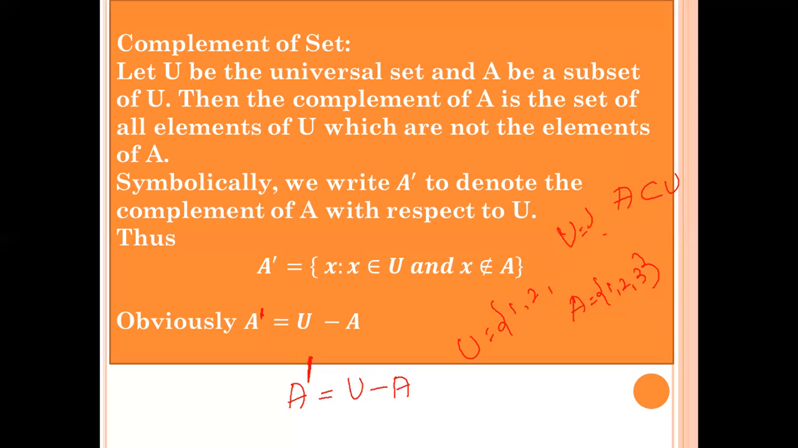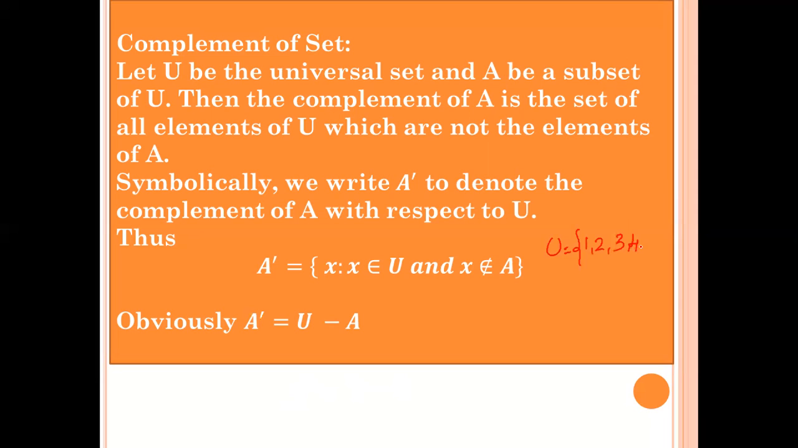To give an example, when we see examples, things become clear, right? So if your U is 1, 2, 3, 4, 5, 6, 7, 8, 9, 10, this is your U. And if A is 1, 2, 3, 4, this is your A. Do you agree that A is a subset of U?